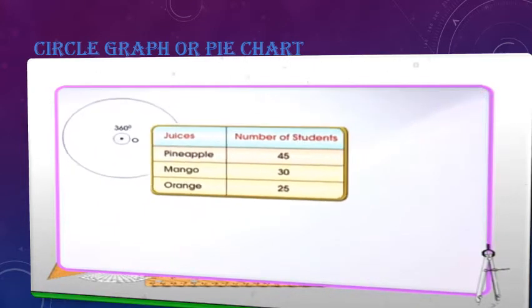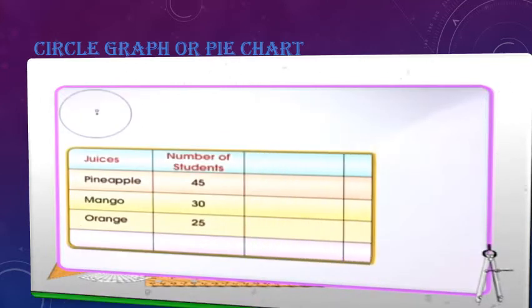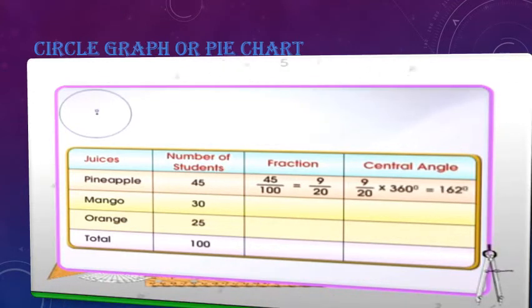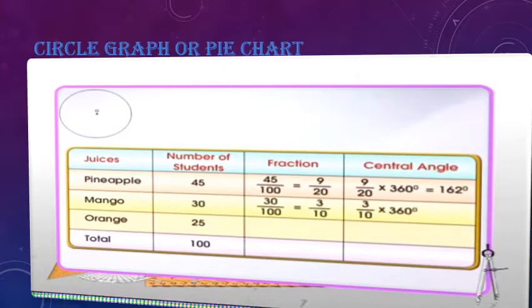We need the central angles corresponding to each sector. The total number of students is 100. The number of students who like pineapple is 45. So the fraction corresponding to pineapple is 9/20. Thus the central angle corresponding to the sector for pineapple is 9/20 into 360 degrees. That is 162 degrees. Similarly, find the central angles for other categories.